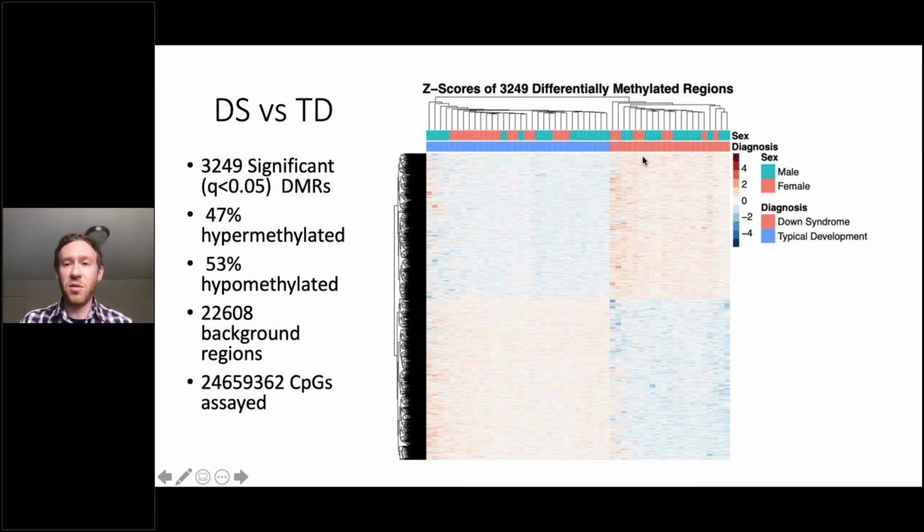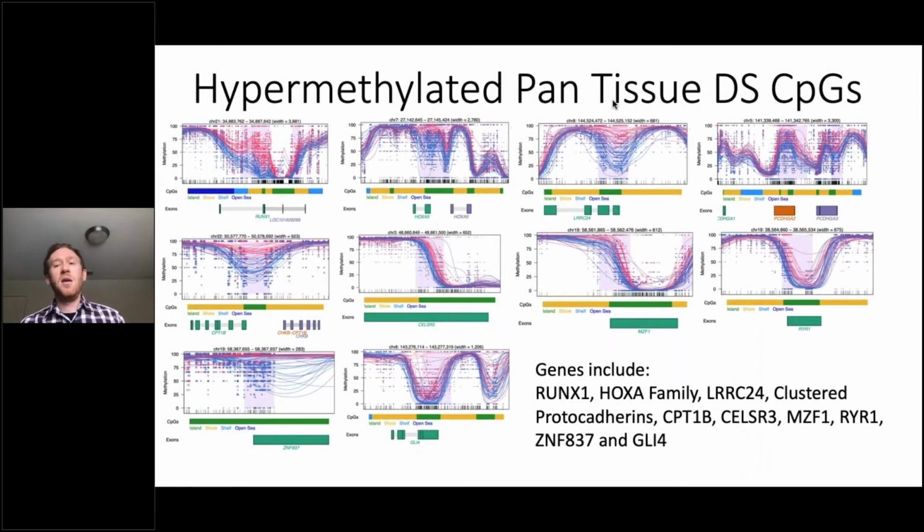The Down syndrome samples are in red and the typical development in blue. Each row represents a differentially methylated region, and the clustering is very clean overall in separating the samples at an individual level. We also noticed many of these hypermethylated pan-tissue Down syndrome CpGs, except we were expanding them from just 1 or 2 CpG sites to much larger DMRs, a few hundred base pairs to several kb in length overall, which was nice to see.